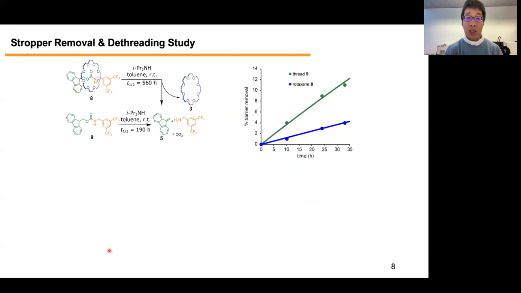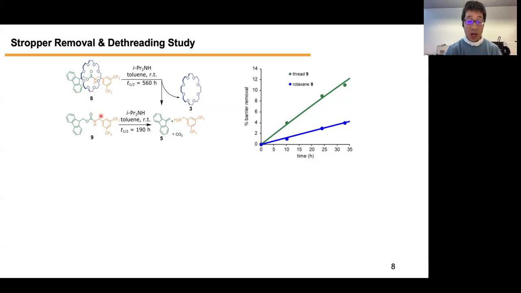The next step in the cycle is the stopper removal, and for studying this, we made these model compounds. One is an interlocked structure, and one is a non-interlocked structure, and we subjected these compounds to the operating conditions. What we observed was that the stopper removal from the interlocked structure was 3 times lower than from the non-interlocked structure. This is because when the base tries to remove this stopper, it needs to approach this blocking group, but this macrocycle hinders such a process. So that's why it becomes slower.